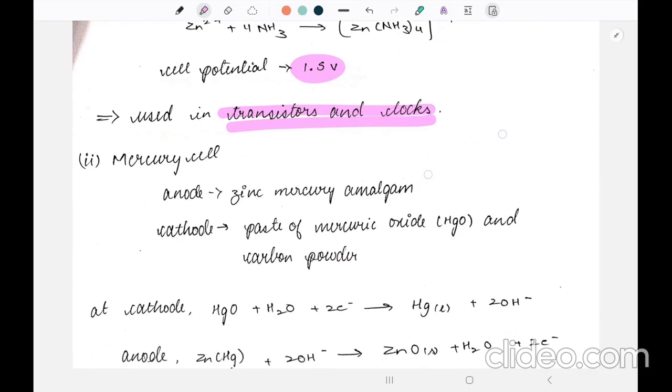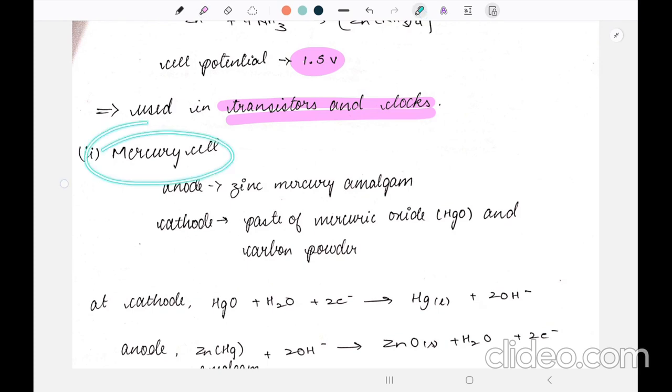Next we'll go to the mercury cell, the second kind of primary battery. It consists of a zinc-mercury amalgam as the anode, and the cathode is a paste of mercuric oxide and carbon.